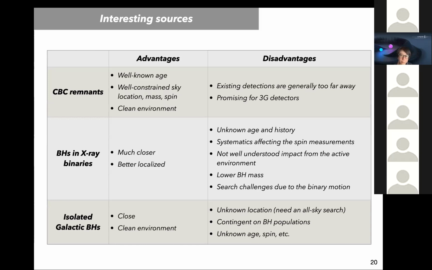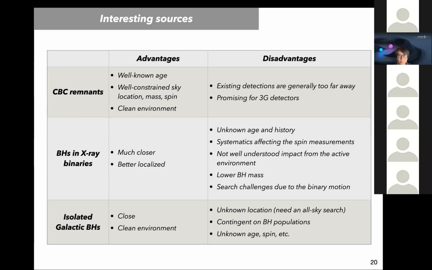Second is the black hole in X-ray binaries. They are much closer and better localized because we have the EM observation. But there are problems with these systems in the analysis. For example, their age and history are largely unknown, making it difficult to interpret the superradiance scenario. We don't really know what stage the system is in if superradiance is happening. And also the uncertainty of spin measurement for X-ray black holes is pretty large, and superradiance depends quite strongly on the spin of the black hole.